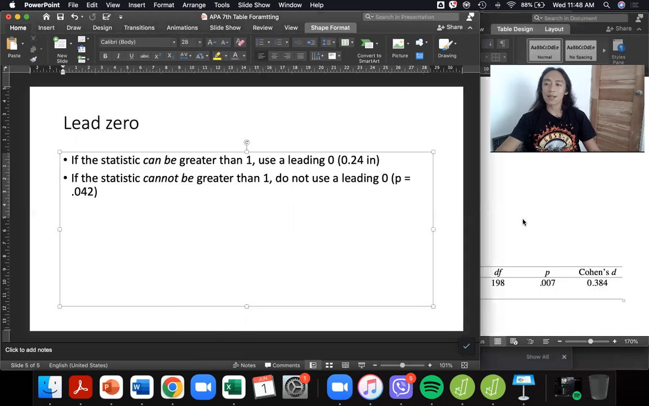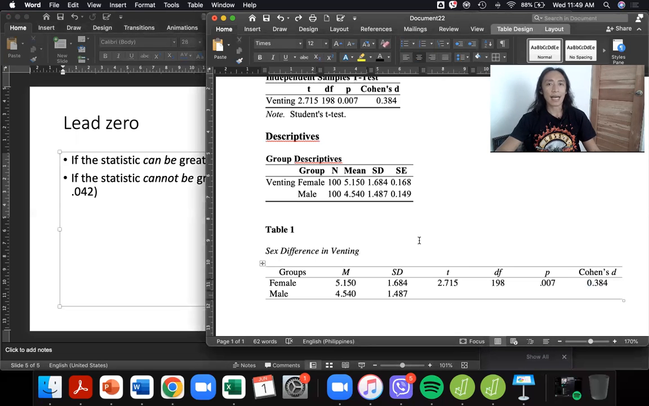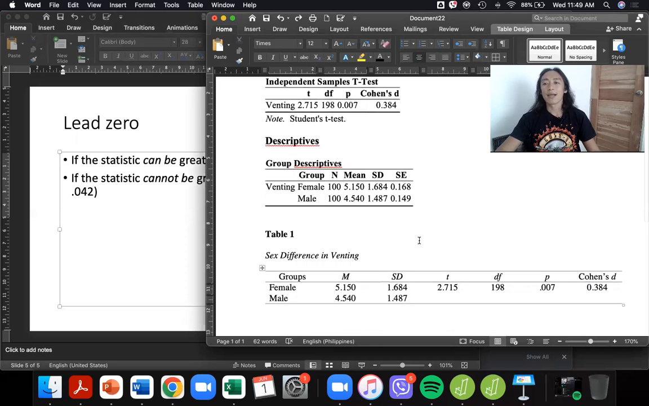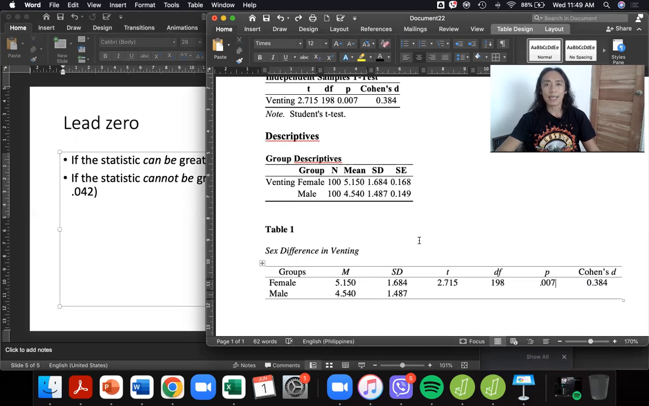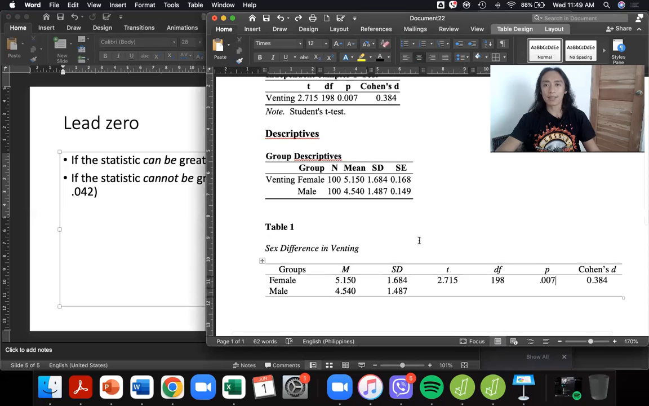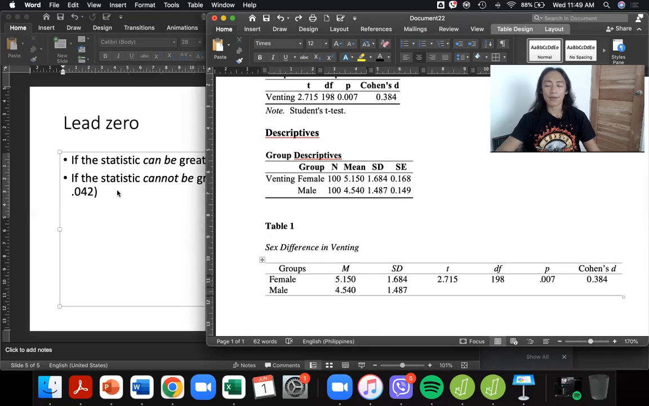Okay, so that sums up basic guidelines in preparing a nice APA formatted table, and you can use all of those other guidelines that I've mentioned a while ago in preparing tables for other statistical results. All right, so that's it. I hope that you learned something, and I will see you in the next.